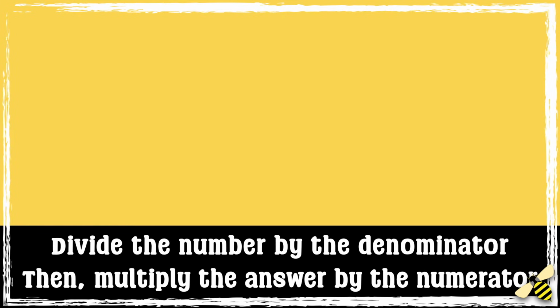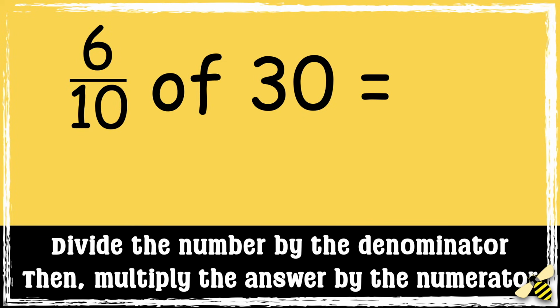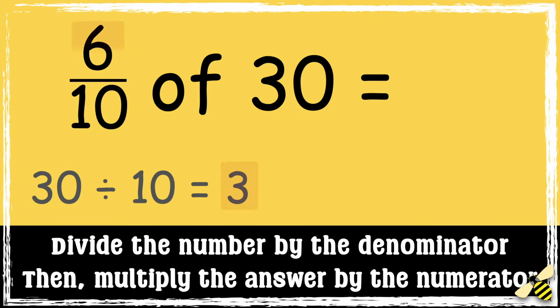Let's have a look at one more. Let's look at 6/10 of 30. So first we divide the number by the denominator. Then we need to multiply the answer by the numerator. So 3 times 6. 3 times 6 is 18. So the answer is 18.